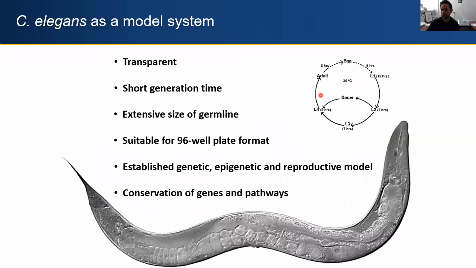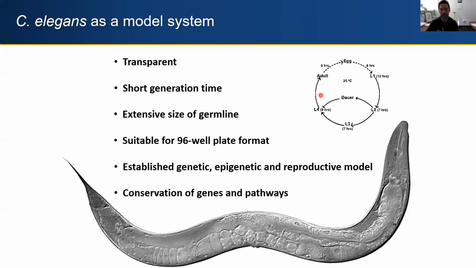So as I said, the model that we're using in the lab is C. elegans. It has many interesting features. The fact that it's transparent is a very big advantage for the question that we're asking. It has a very short generation time and a very important feature as well. It has a very large germline. It's small enough to be used in high throughput screens. And in general, there's a great deal of conservation of the pathways that dictate reproduction, genetic pathways in general, as well as epigenetic pathways more specifically.